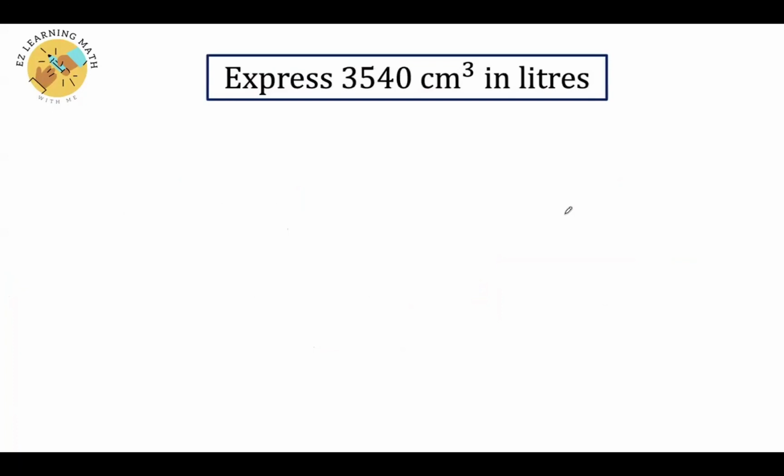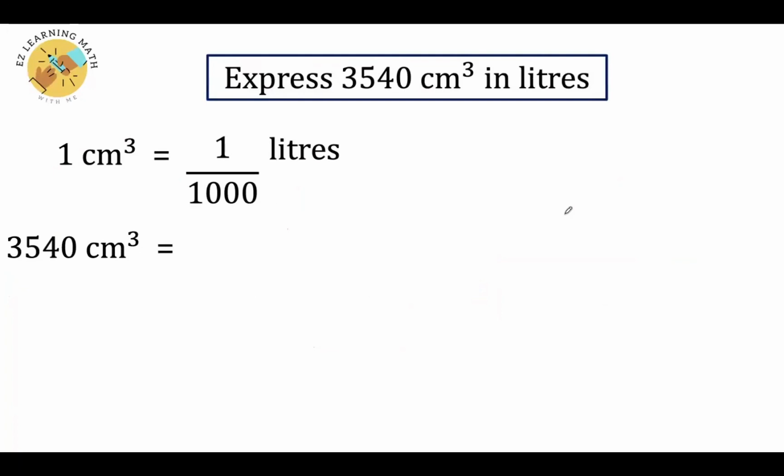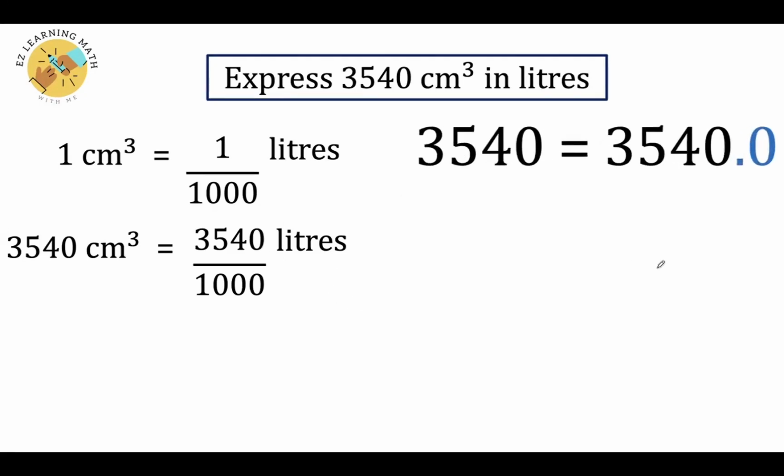Next, let's express 3,540 centimeter cube in liters. We know that 1 centimeter cube equals 1 out of 1,000 liters, so for 3,540 centimeter cube, we divide 3,540 by 1,000 liters. Now we are going to divide by moving the decimal point. If it is multiplication, we move the decimal point to the right. Since division is the opposite of multiplication, then division has the opposite direction, so we'll move the decimal point to the left.